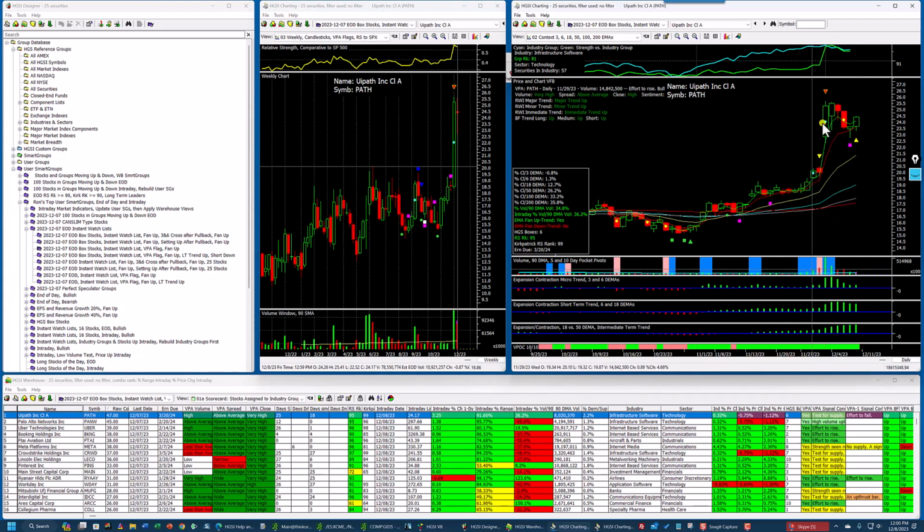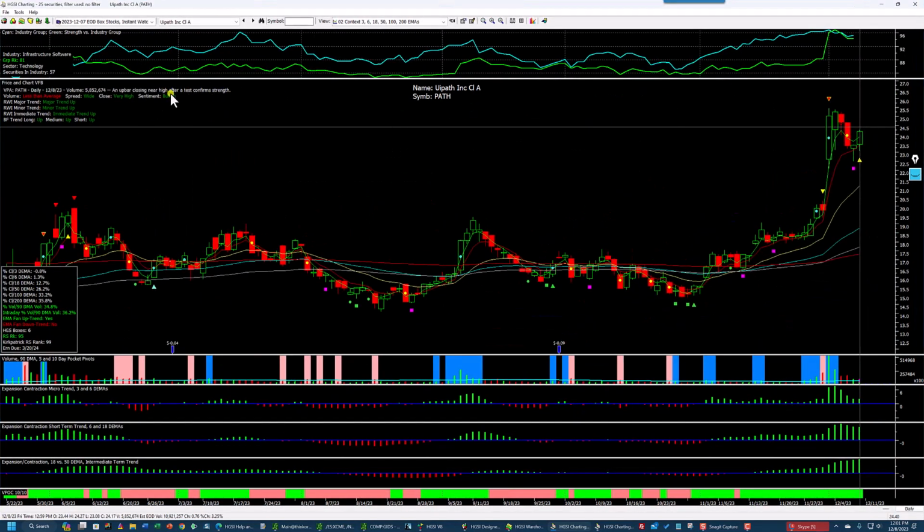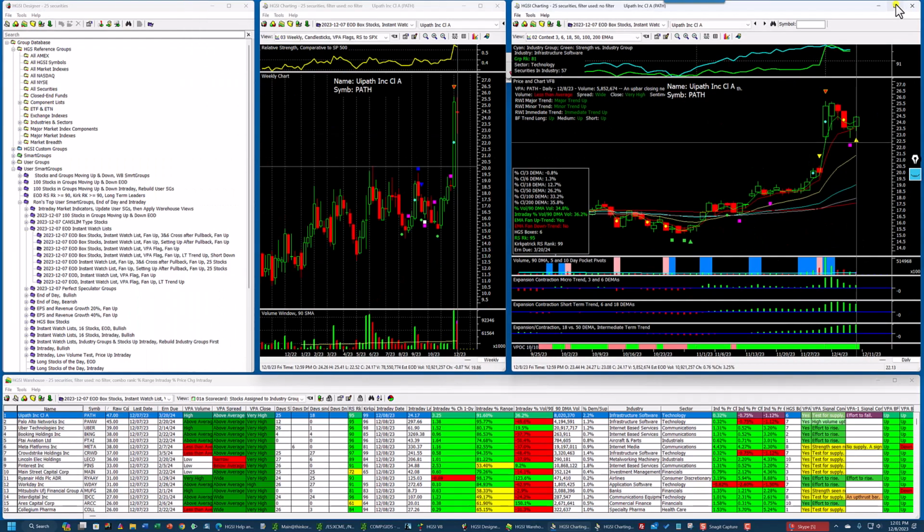You can see that it had a gap up. It pulled back. Here's your VPA flag yesterday, and here's a confirmation of that flag today. It doesn't mean it's going to continue to go up, but this is based upon what's happening today. It's got to complete today in this range right here for this to be confirmed. This is an up bar closing near the high after the test, which confirms strength.